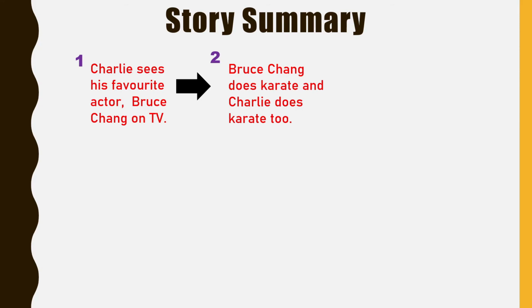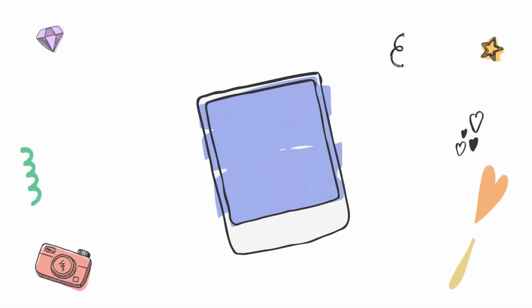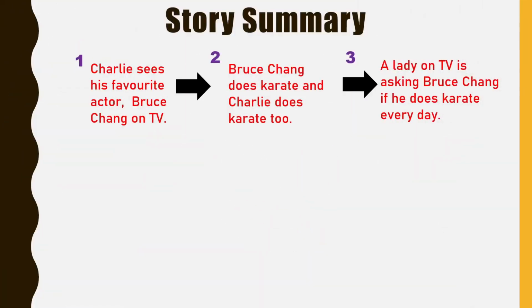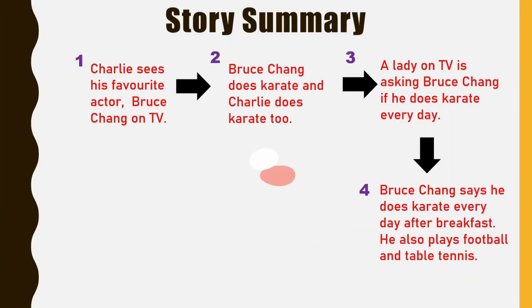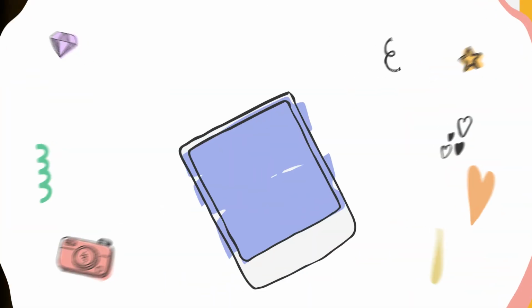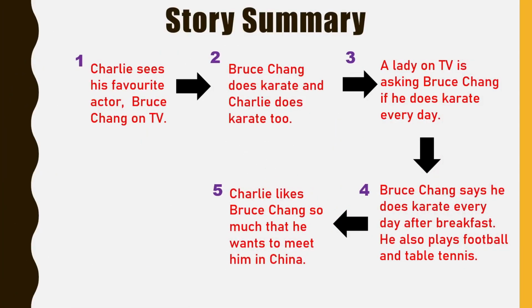After that, a lady interviewed Bruce Chang and asked him if he does karate every day. So Bruce Chang says yes, he does karate every day after breakfast. He also does football and table tennis. Charlie also does football too, so he likes Bruce Chang even more. This makes him want to go to China and meet Bruce Chang.